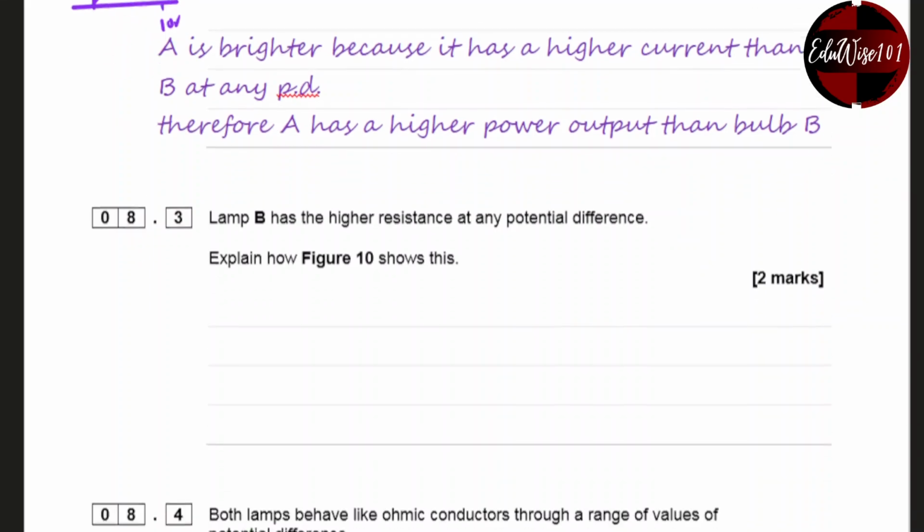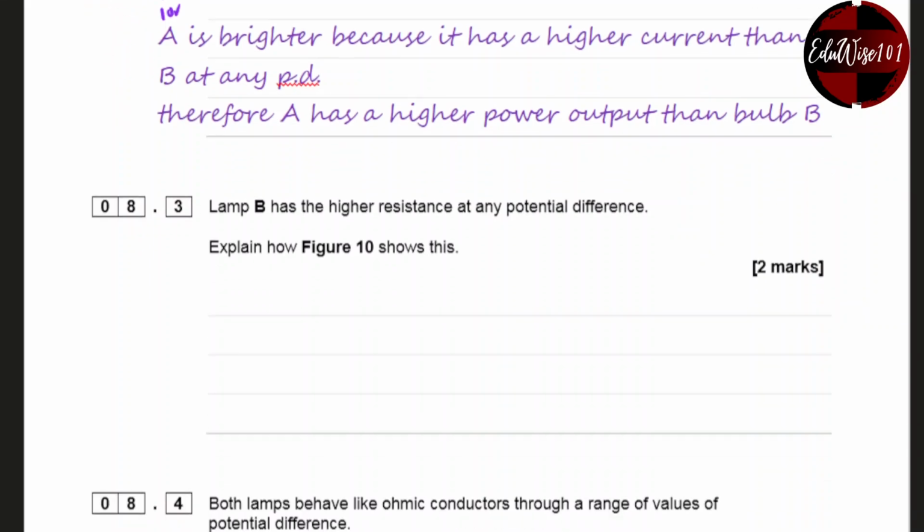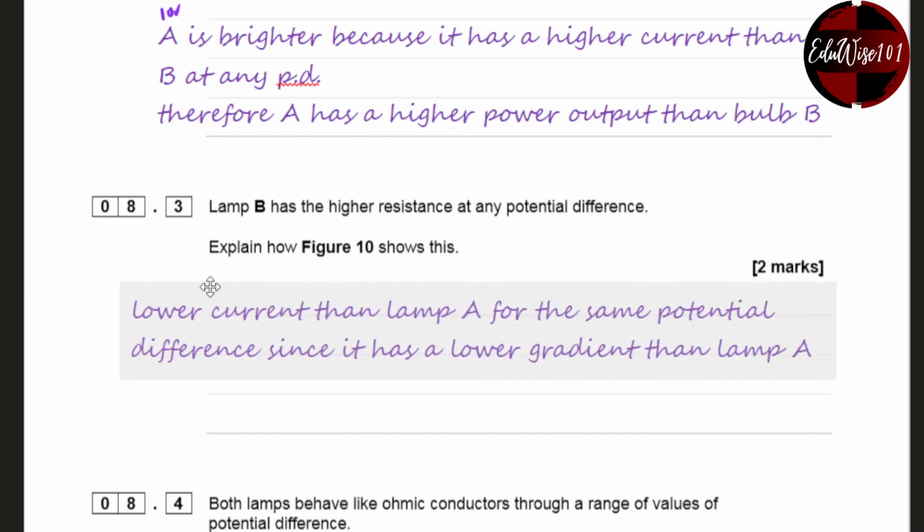Question 8.3. Lamp B has a higher resistance at any potential difference, which would make sense. That's why the current is actually low. Explain how figure 10 shows this. The reason that B has a higher resistance for any potential difference is because the current is always lower, a lower current than lamp A for the same potential difference, since it has a lower gradient than lamp A, and we can also refer to the gradient as well.